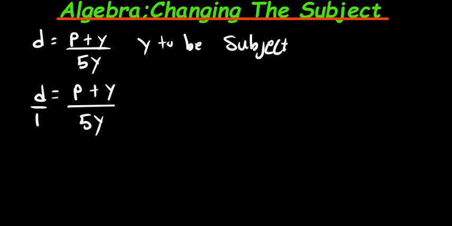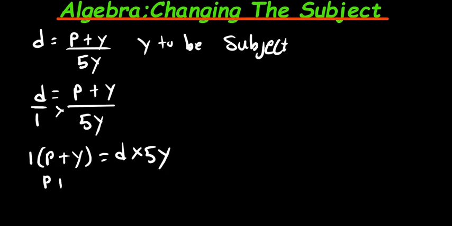Now this is the same as over 1, and then we cross multiply. When we cross multiply, 1 will multiply with p + y, and d will multiply with 5y. So this is going to be p + y, because 1 multiplied by everything there, and this equals d5y.